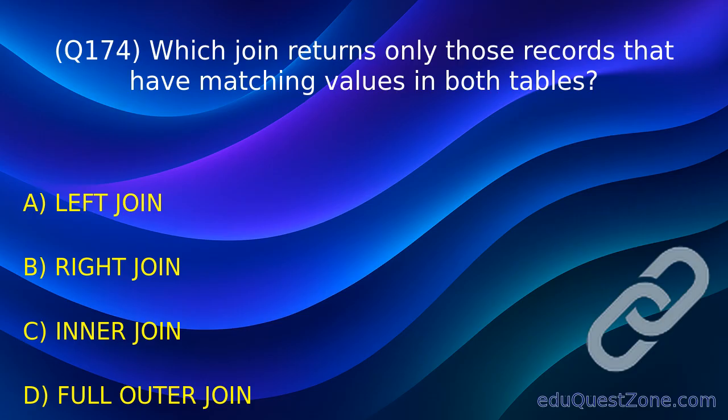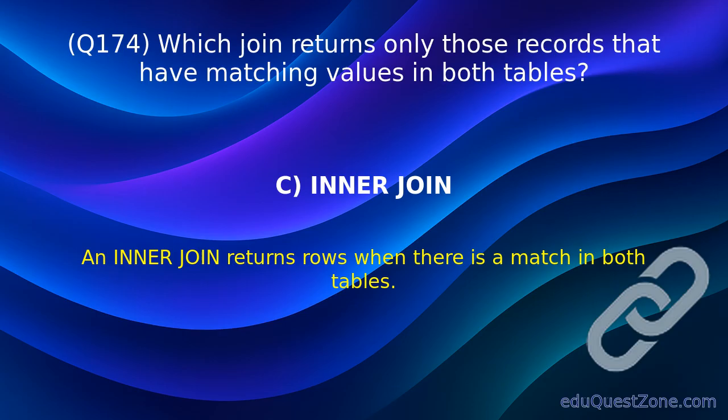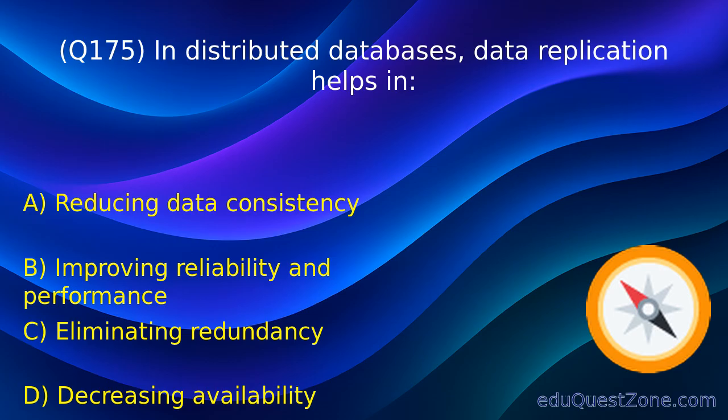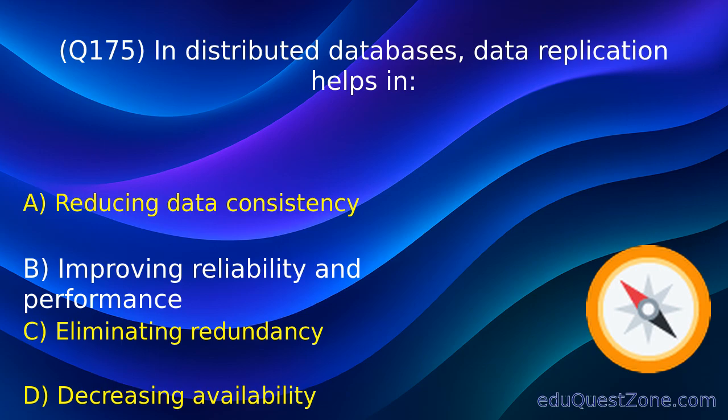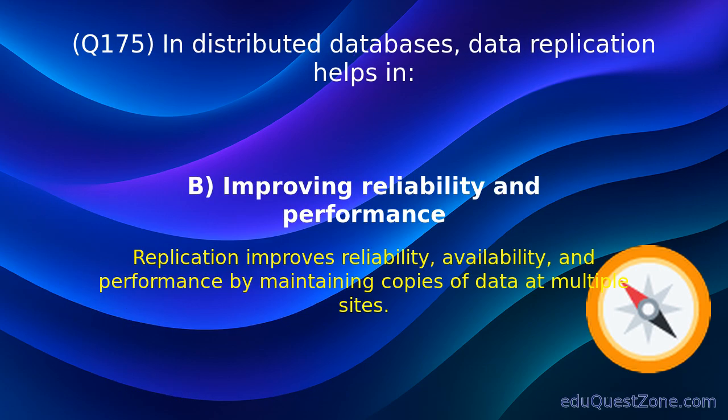Question number 174. Which join returns only those records that have matching values in both tables? Option C. Inner join. The correct answer is inner join, as it matches records in both tables. Question number 175. In distributed databases, data replication helps in. Option B. Improving reliability and performance. Data replication increases availability and fault tolerance in distributed databases.